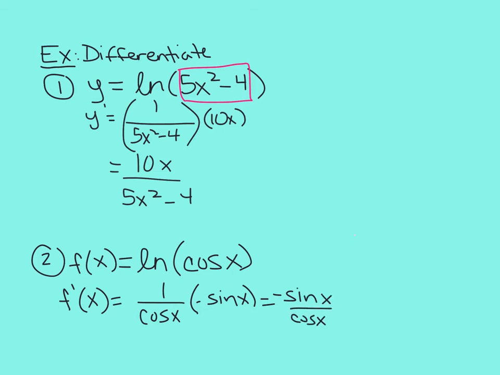If you had something like this on the AP exam, this answer for a free response would be sufficient. However, it's very likely that if you saw something like this, it would be a multiple choice, and the answer would actually be listed as negative tangent x. I hope that you recognize that one. That one's one of the more common trig identities.